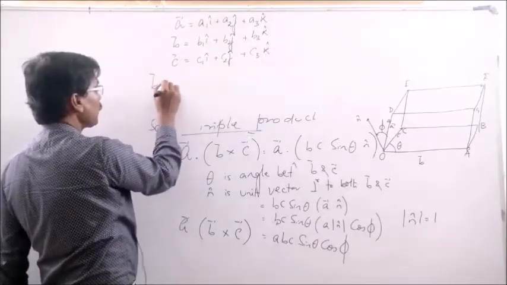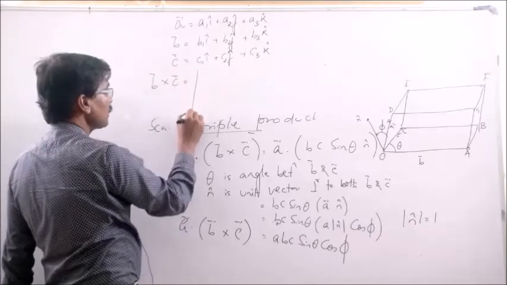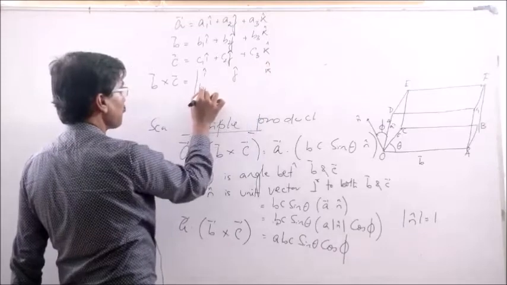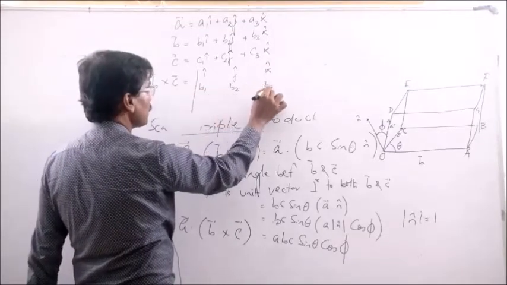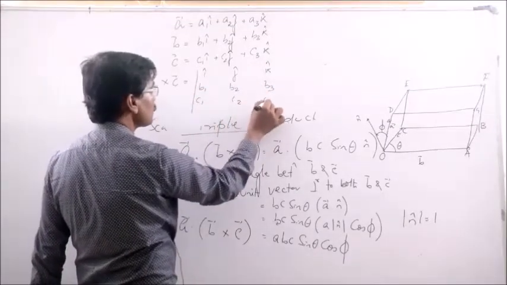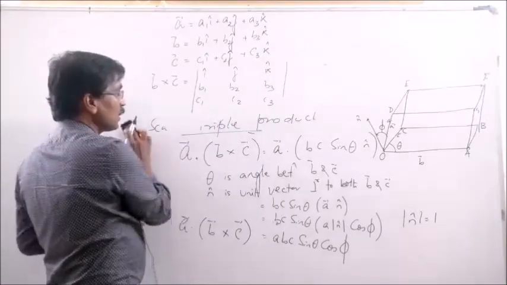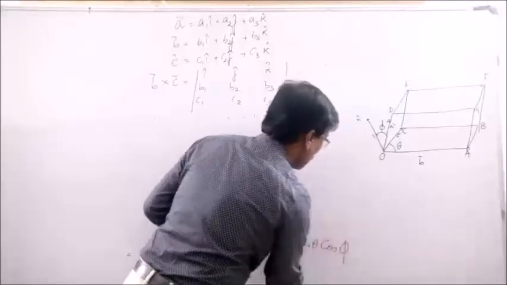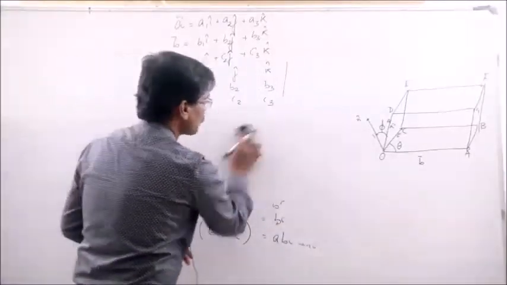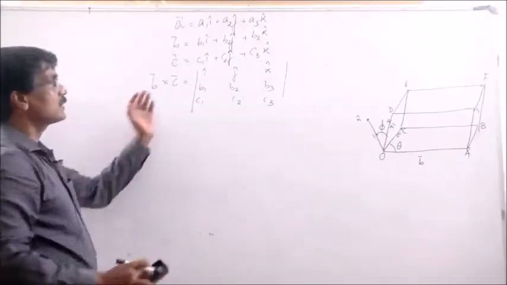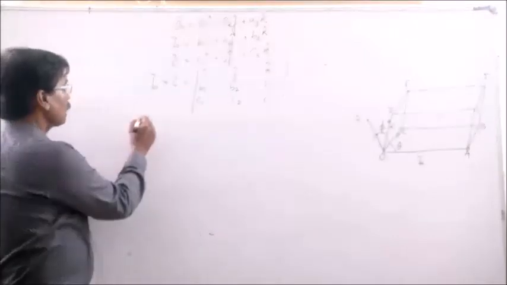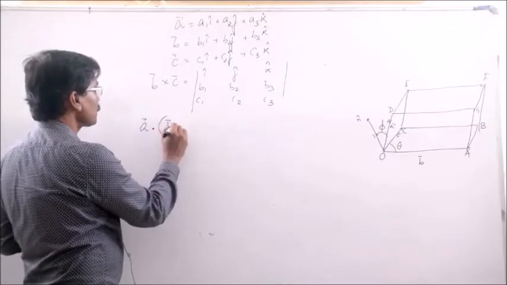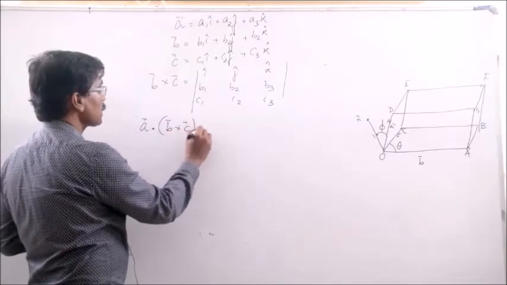Now, B cross C is equal to the determinant i, j, k, B1, B2, B3, C1, C2, C3. So it is a vector quantity, that is, B cross C is a vector quantity. Now A dot B cross C is a scalar quantity.